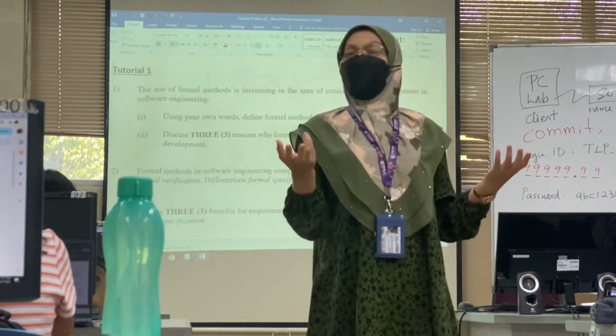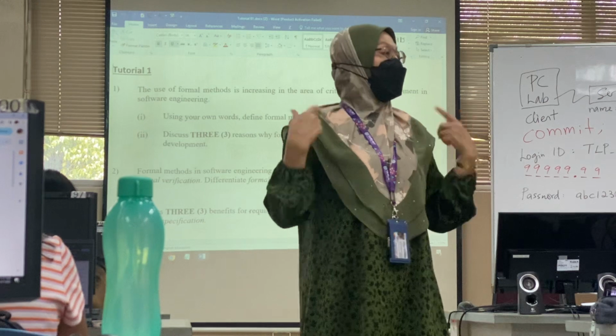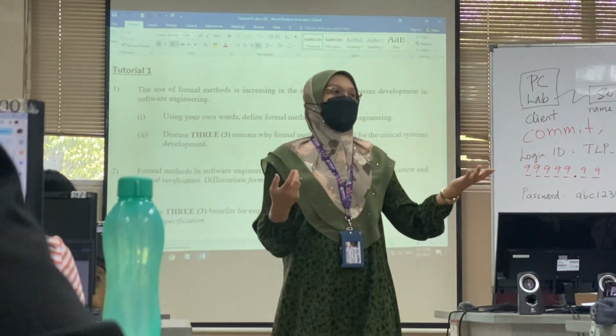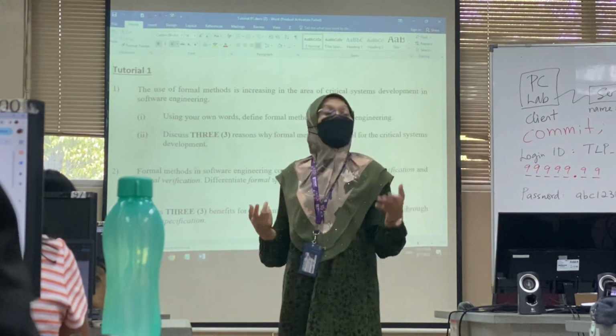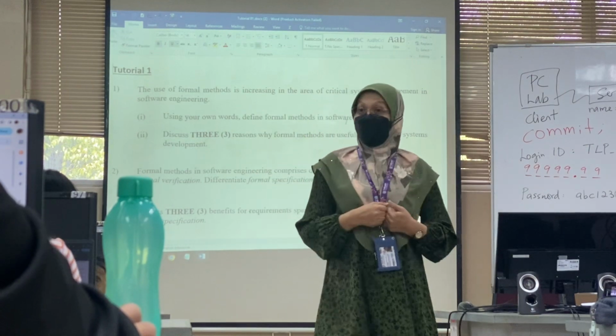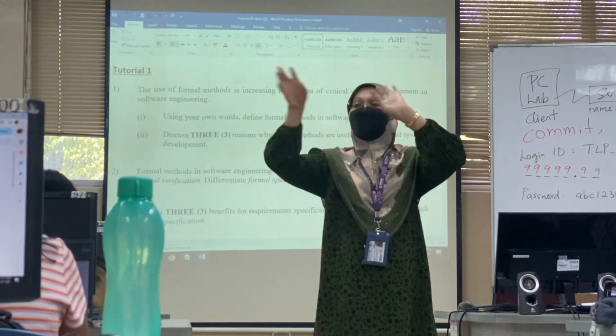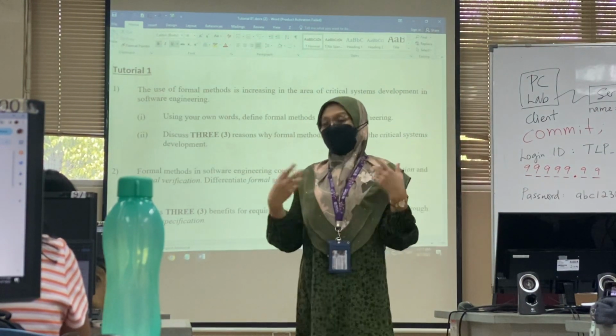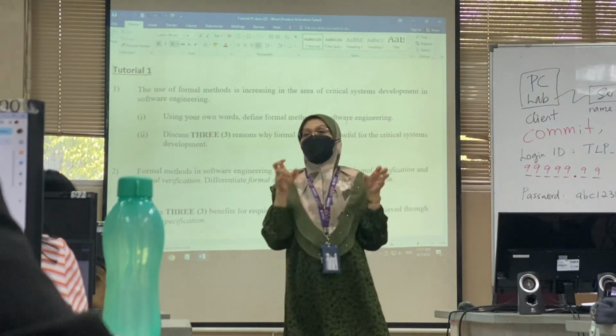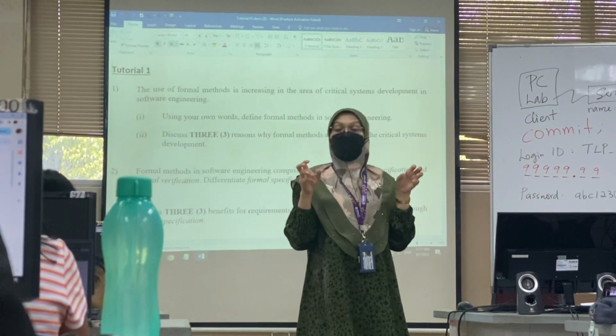Not just formal method, not just mathematical notation, that's all. So how do you relate it to the software? Inside formal specification or formal verification. Then you can add your explanation using your own words, but the key point is this one.